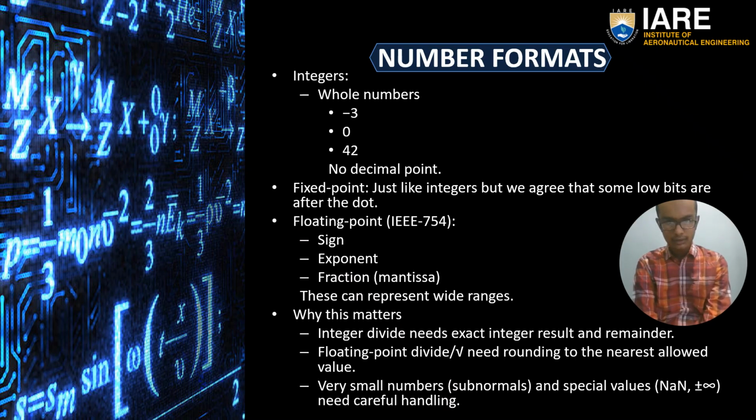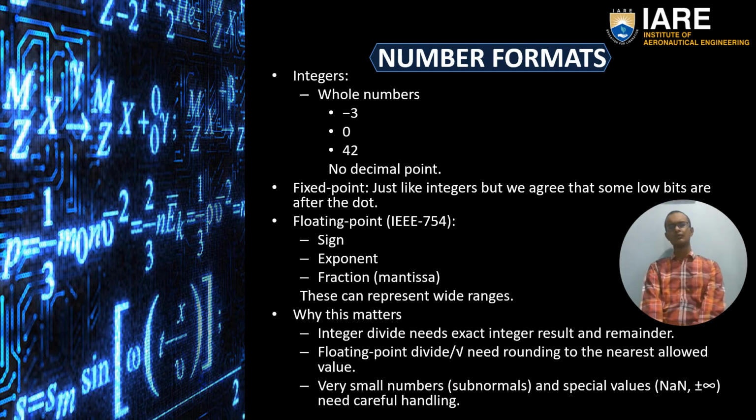Now here, integers include whole numbers like -3, 0, 42, which have no decimal point. Fixed point, just like integers as we discussed, where we agree that some low bits are after the dot. Floating point, as per IEEE 754, has the sign, exponent, and fraction, or the mantissa. These can represent wide ranges.